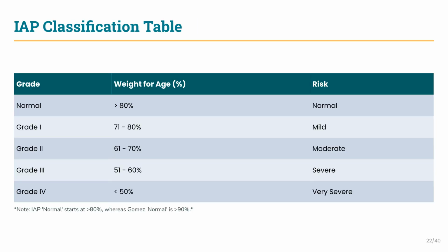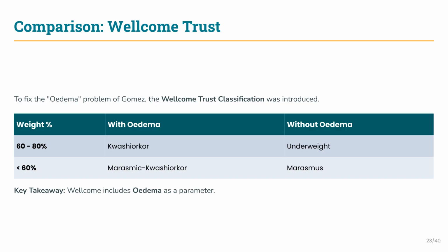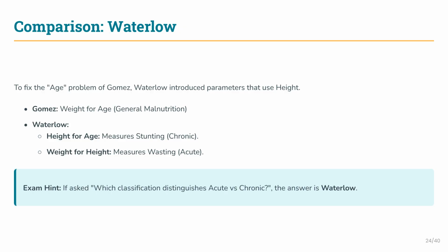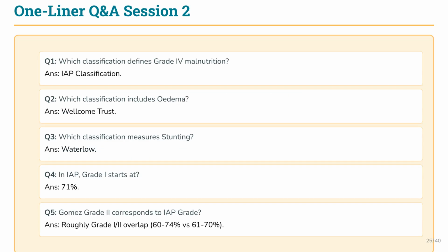This table shows the difference between the Gomez and IAP classification grades based on the percentage of expected weight for age. The Wellcome Trust classification was introduced to fix the edema problem of Gomez by including edema as a parameter for assessment. Waterlow addressed the age dependency flaw of Gomez by using weight for height to measure acute wasting and height for age to measure chronic stunting. The IAP classification defines grade 4 malnutrition, while the Wellcome Trust classification includes edema. Waterlow is used to measure stunting, and in IAP, grade 1 starts at 71%.